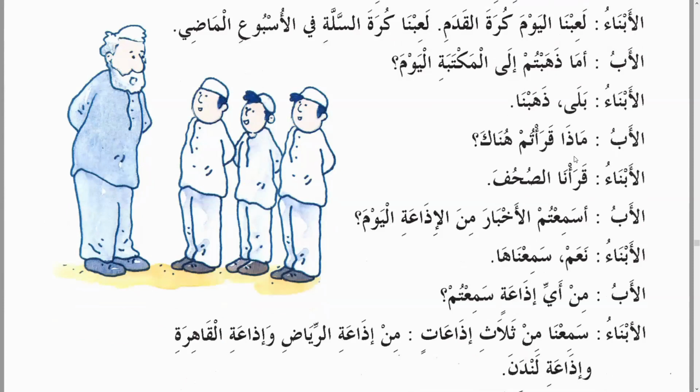This is all past tense. ماضي. قرأنا الصحف. We read newspapers, right? We read what? We read newspapers. قرأنا الصحف.